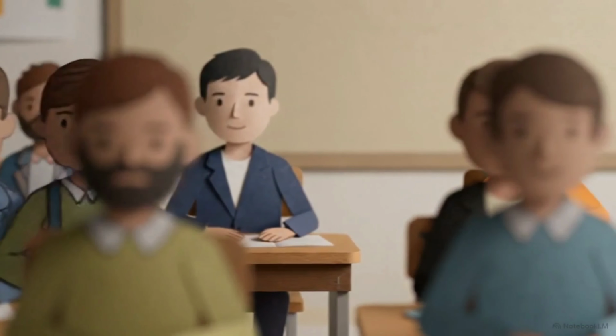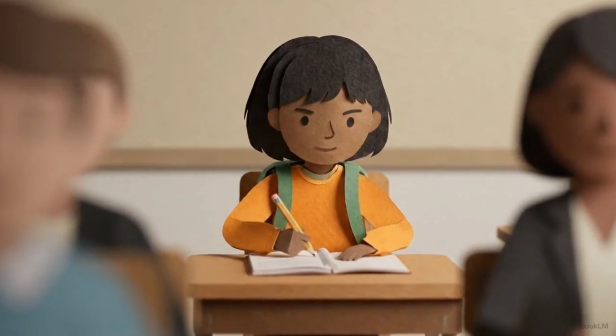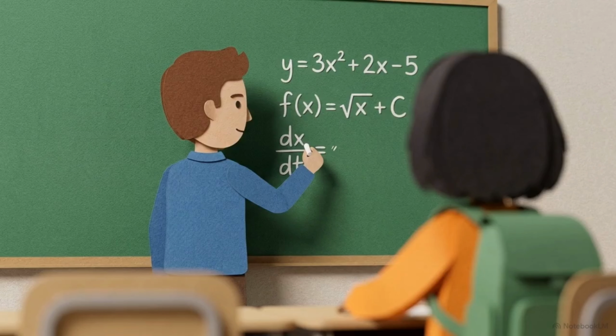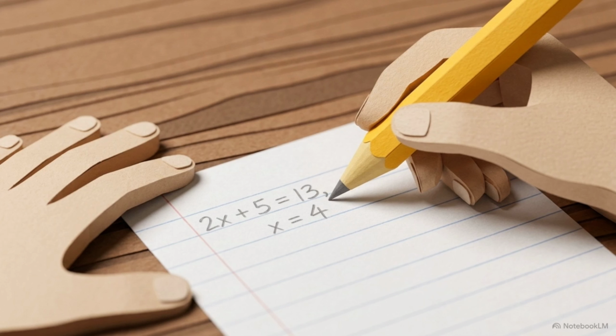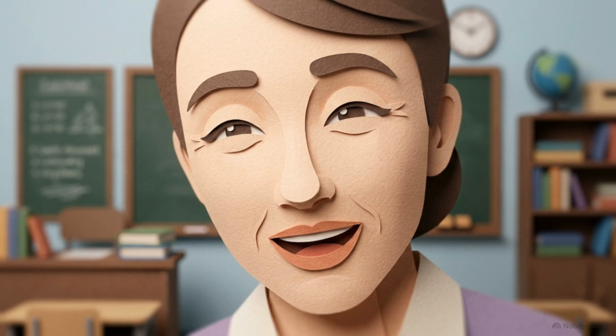Back in the same classroom, the once isolated kid in the back row is sitting upright and engaged. When the teacher writes a new, complex problem on the board, he doesn't hesitate. He opens his notebook and quickly sketches out the correct equation. He walks to the front of the room with a smile and hands his notebook directly to the teacher, who looks down at the correct answer with visible pride.